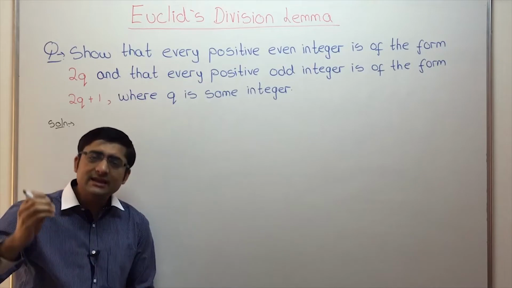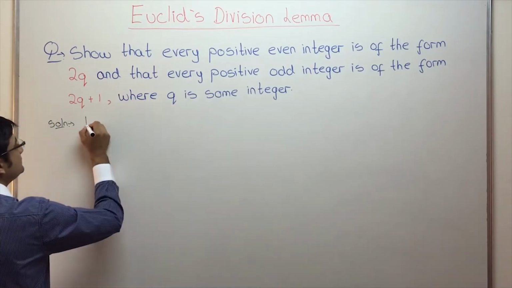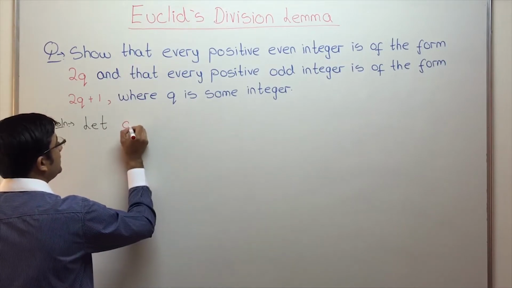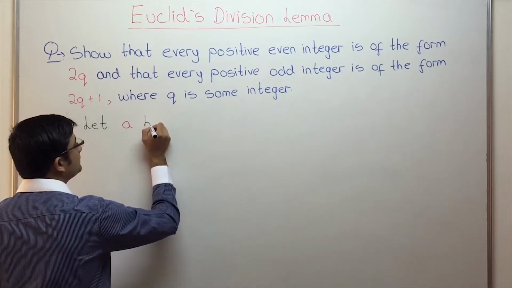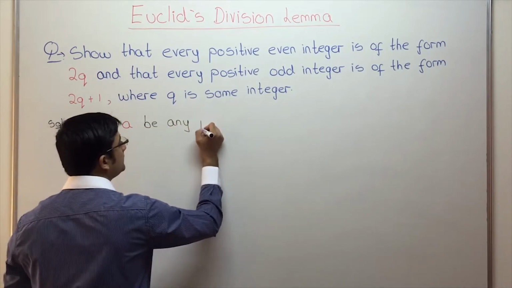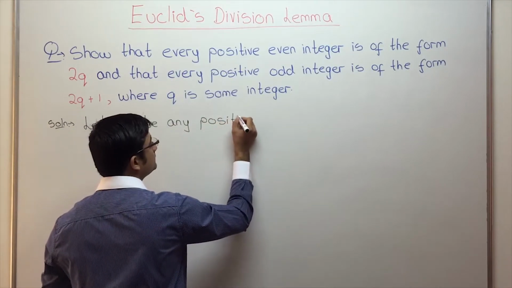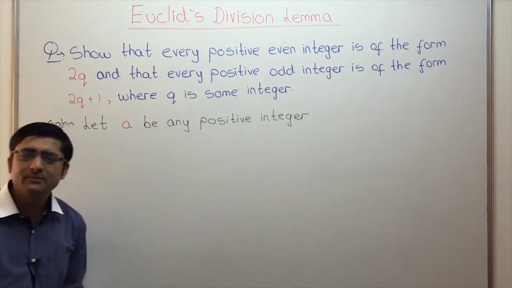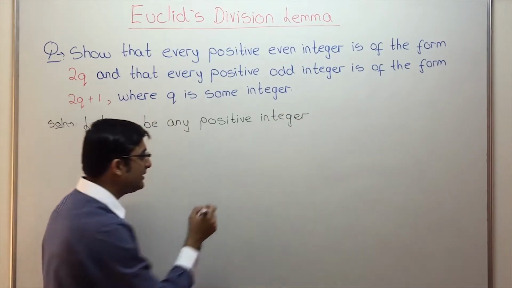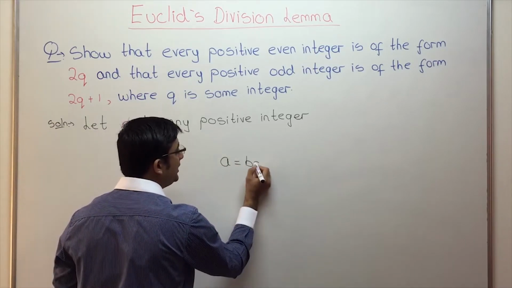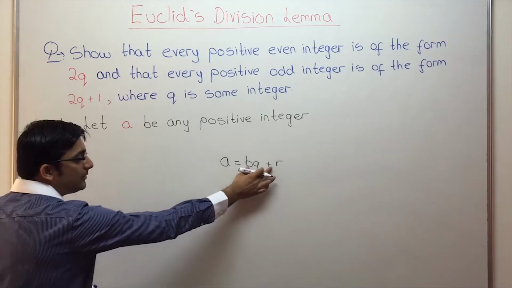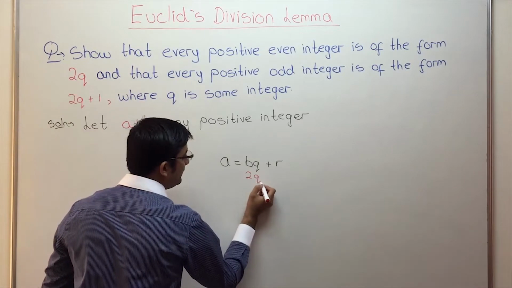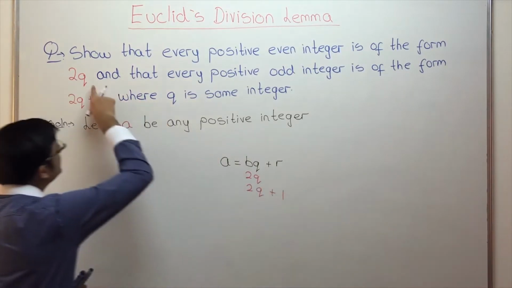So the first step is let a be any positive integer. Now what is Euclid's division lemma? It says that a is equal to b into q plus r. I want you to compare the right hand side with these statements we have over here. Here we have 2q and we have 2q plus 1. I repeat, this is what we have to show.